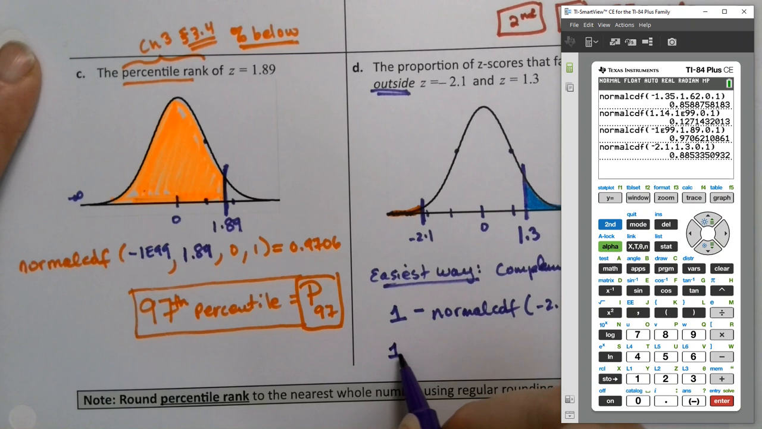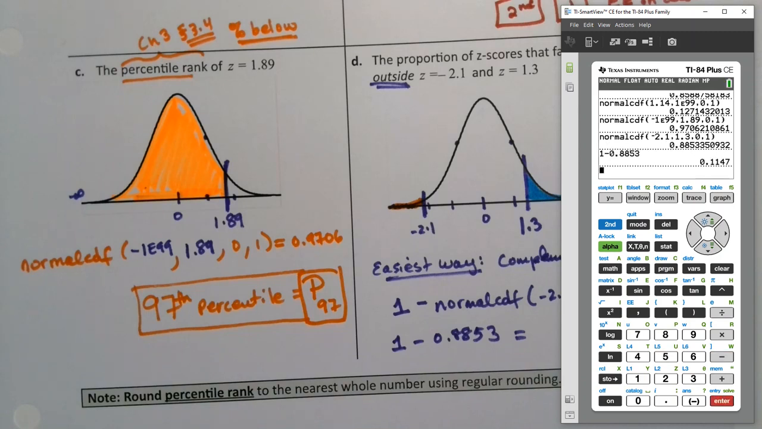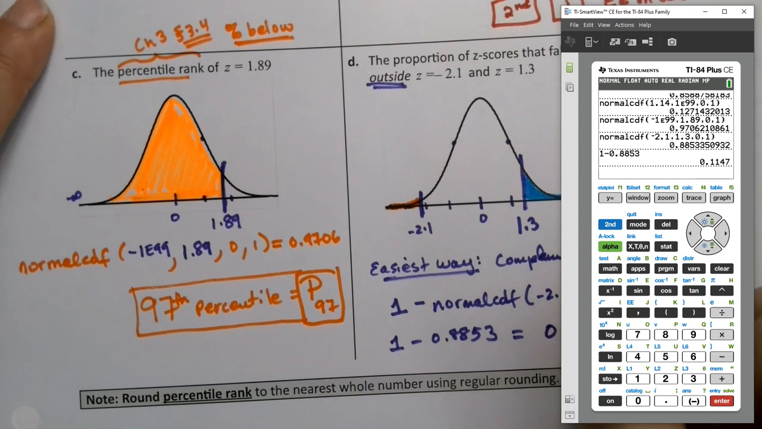So this is 1 minus 0.8853. And then I'll just have the calculator figure that out for me. 1 minus 0.8853 is 0.1147. Or if you want to write it as a percent, 11.47%.